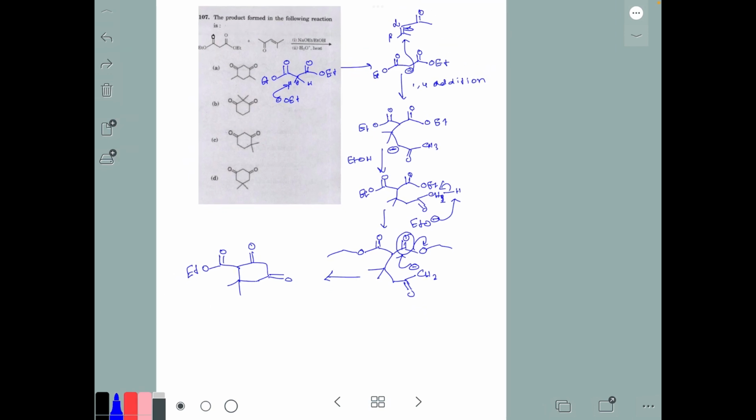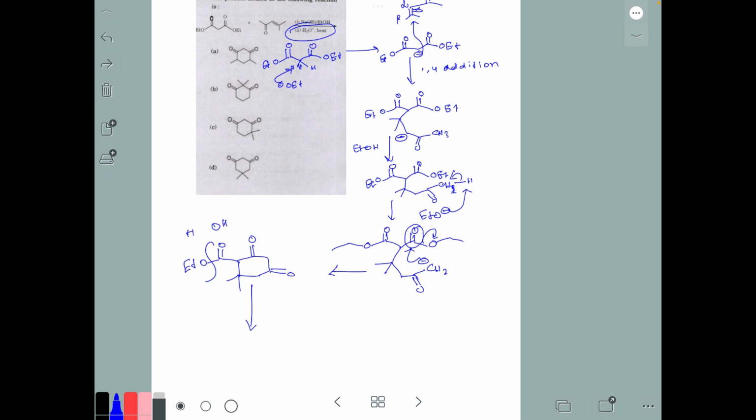Okay. In presence of acid under thermal condition, what will happen? Ester hydrolysis will take place. I am not writing the mechanism in depth. So we will have the corresponding acid product. Under thermal condition, decarboxylation will take place from this molecule. Then finally we will have our product. So D is the correct answer.